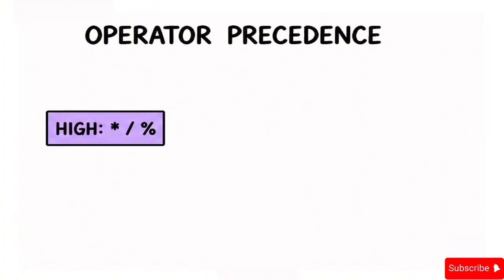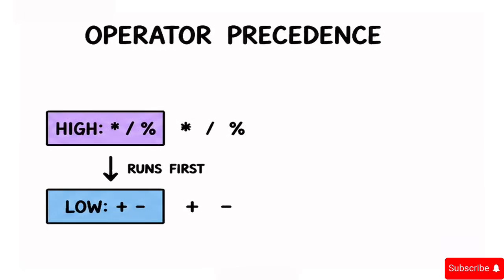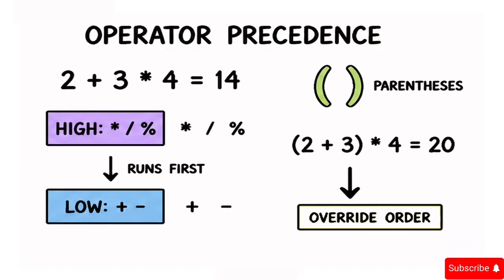Operators follow precedence rules. Multiplication, division, and modulus run before addition and subtraction. So 2 plus 3 times 4 equals 14, not 20. Parentheses override the order when you need a different result.